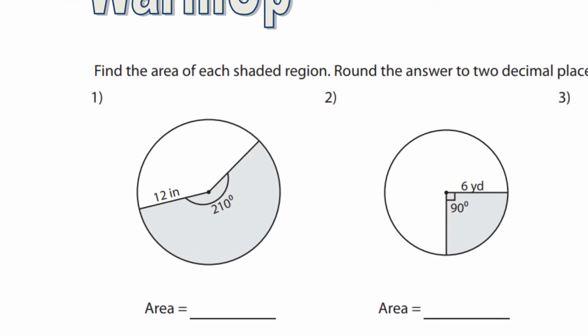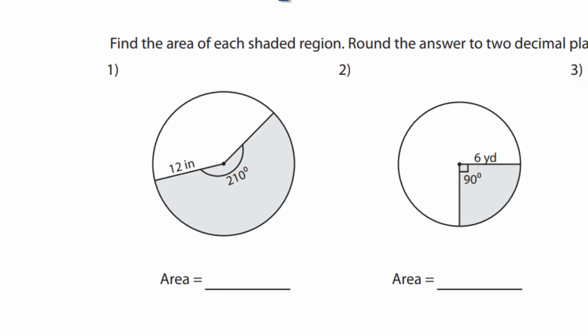Okay, so just quickly practicing stuff that we did yesterday. Find the area of the shaded region. On this one, pi times r squared times m, the measurement of the angle that makes the shaded part, 210 over 360. And what does that give you? About 263.89, somewhere around there.